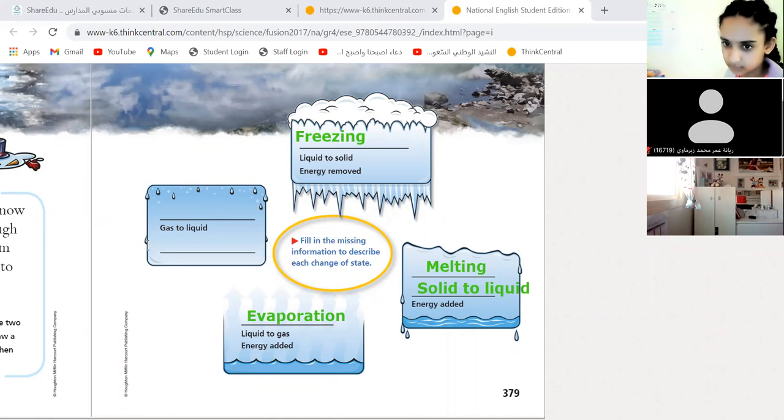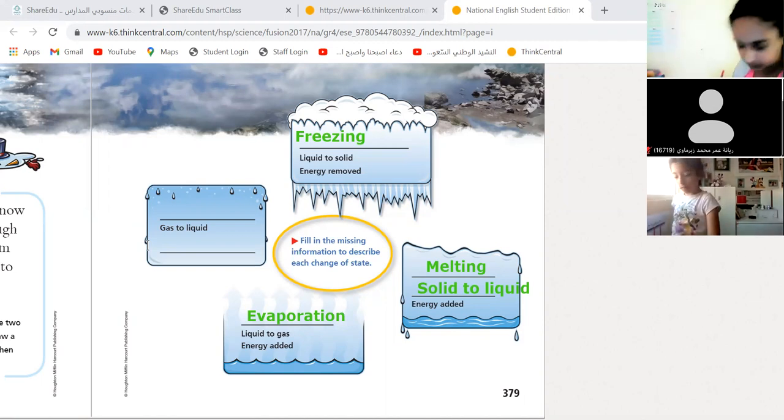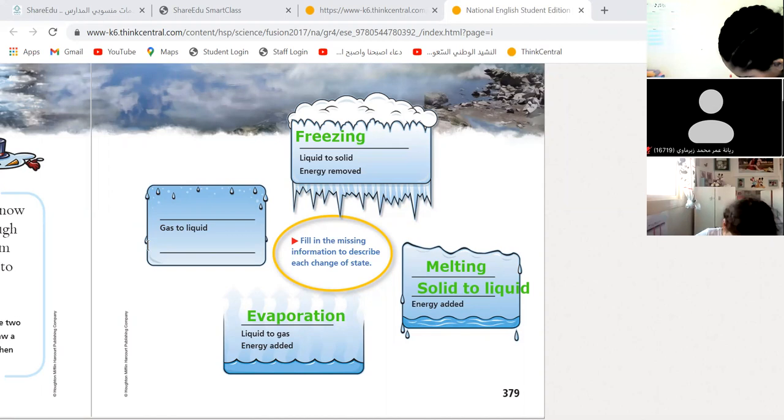Now, if gas changes to liquid, it is the opposite of evaporation. What is the opposite of evaporation? Liquid changes to gas, we said that's evaporation. What about the opposite? If gas changes to liquid? Can you repeat the question? Yes, I want you to tell me what is the process that changes gas to liquid?